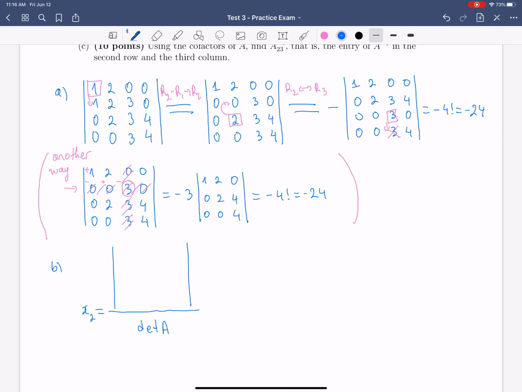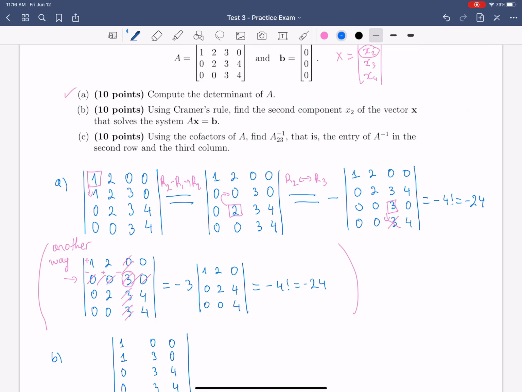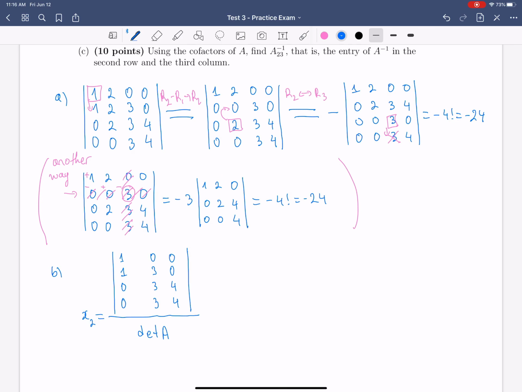In the top, because we're looking for x2, I know that the second column of A should be changed. So I know that the first column is exactly the same. I'm looking at the first matrix right here. That's my A. The third column is the same, 0, 3, 3, 3, and then 0, 0, 4, 4, and b is 3, 0, 0, 0.